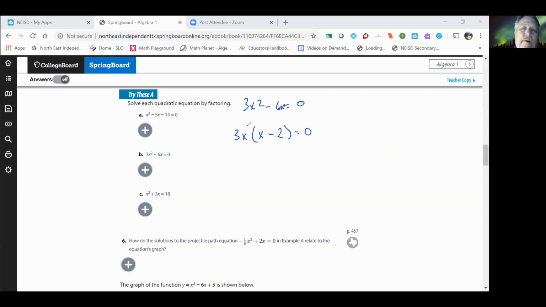And so in order to make 3x equals 0, then x has to be 0. So one of my solutions is x equals 0. That takes care of that one. If I want to make this one 0, it's going to be x minus 2 equals 0. Add 2 to both sides. X is equal to 2. So my solutions are x equals 0, x is equal to 2.